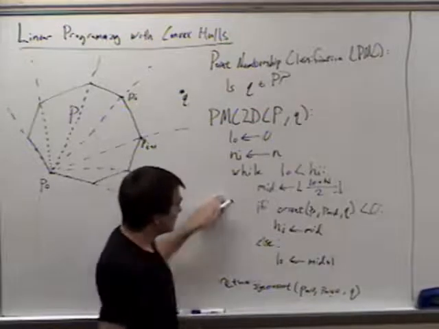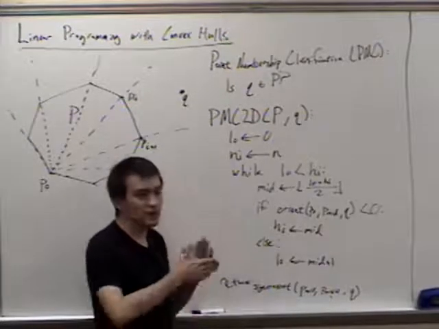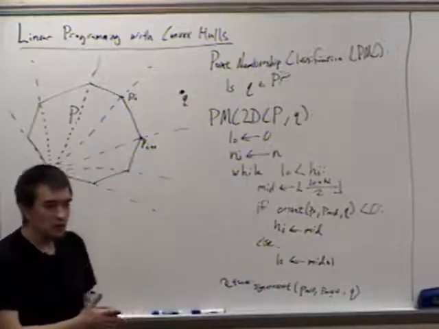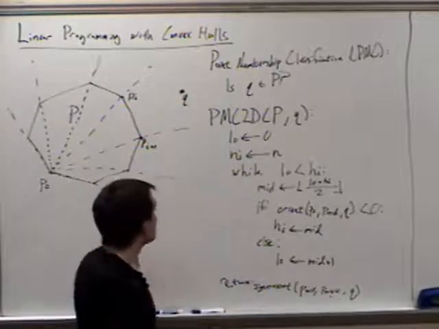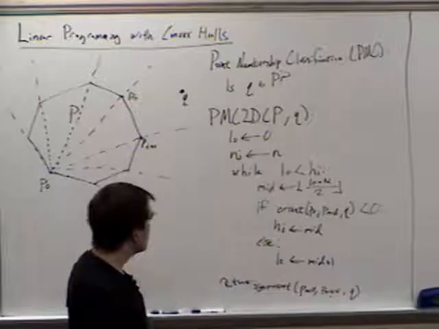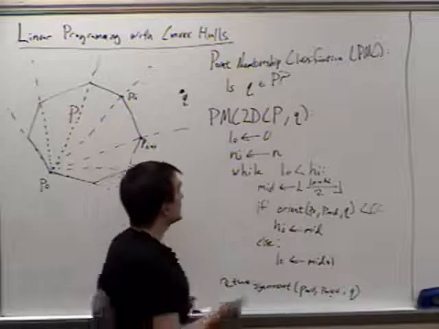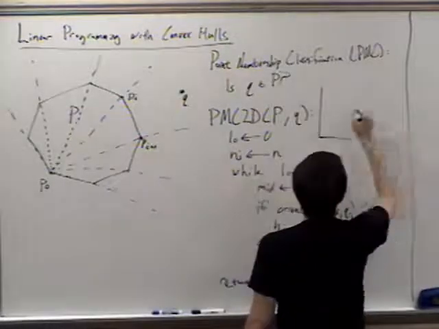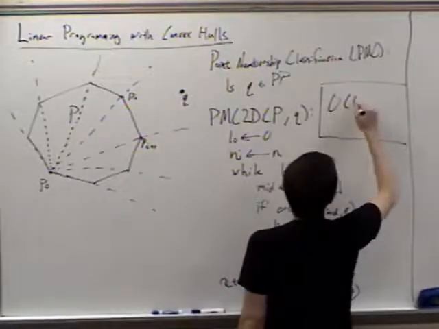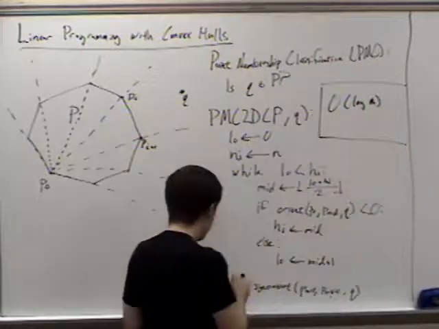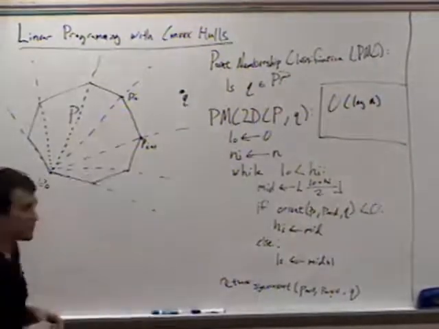Well, every time we do one of these iterations, we cut down the size of this interval by half. And when the interval gets down to 1 element, we're done. And so the total number of iterations here is log of the number of points on the convex hull. So the time complexity here is order log n. So, OK, great. We can compute point membership tests.